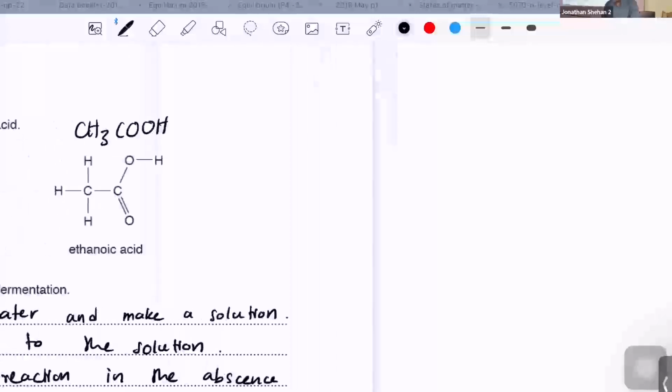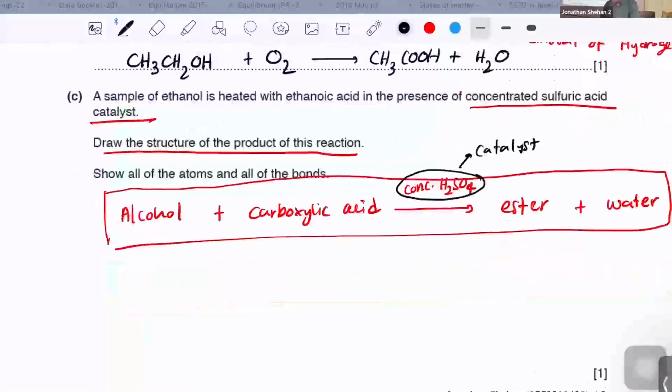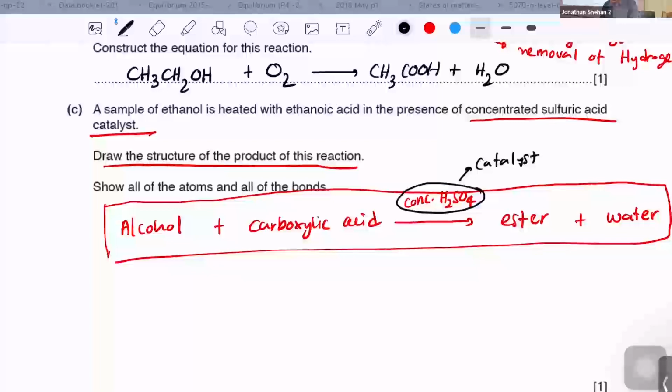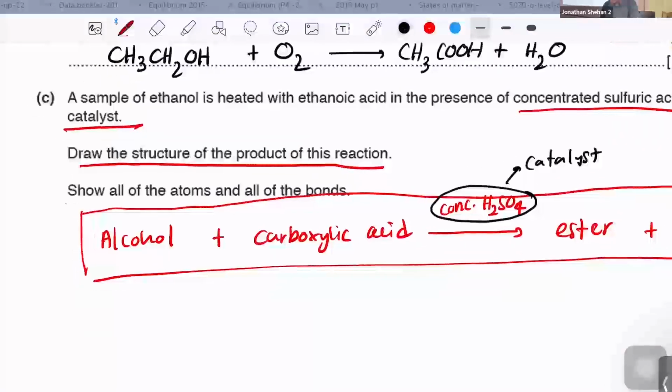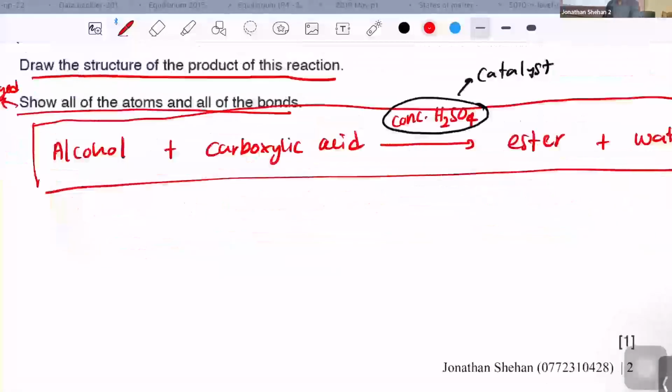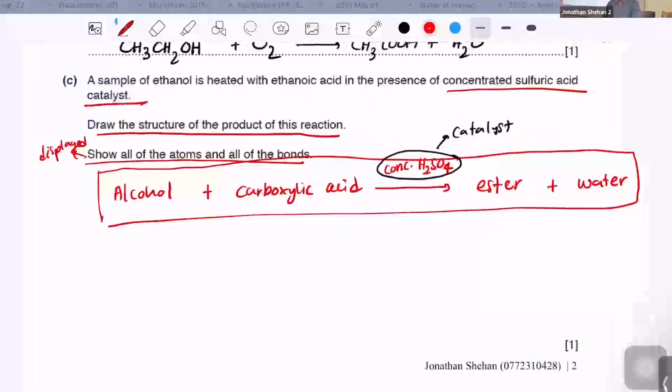Now they have asked for the displayed formula. Remember, show all the atoms and all the bonds. That means displayed formula. So we have to draw the structure of the ester in displayed formula. This is the method that we must use. Now this carboxylic acid, ethanoic acid, we can draw it like this.